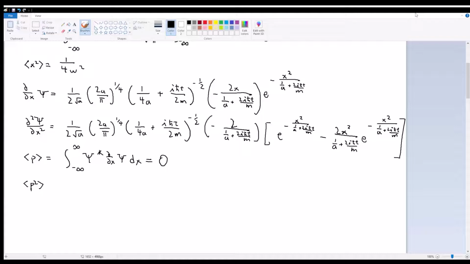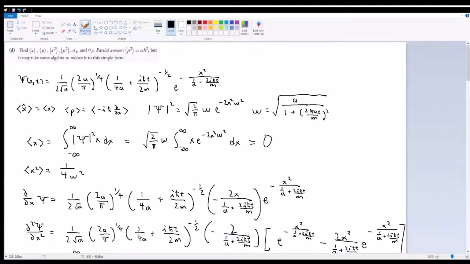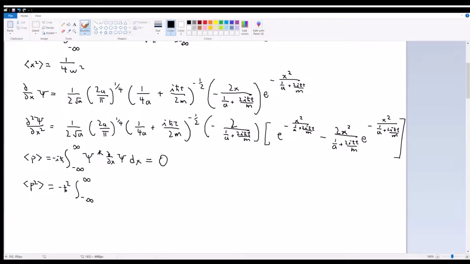Okay, so a bit of a mistake in the p ones. There's a negative i h bar term at the front, but that doesn't really matter because that's just constant. Let's do p squared next. So this is going to be, let's see, negative i h bar, the whole thing squared, is going to give i squared h bar squared, which is negative h bar squared, times the integral from negative infinity to infinity. And then we have everything that gets multiplied. So let's start by just taking the square of all of this real stuff at the front. That's going to give us 1 over 4a multiplied by the square root of 2a over pi.